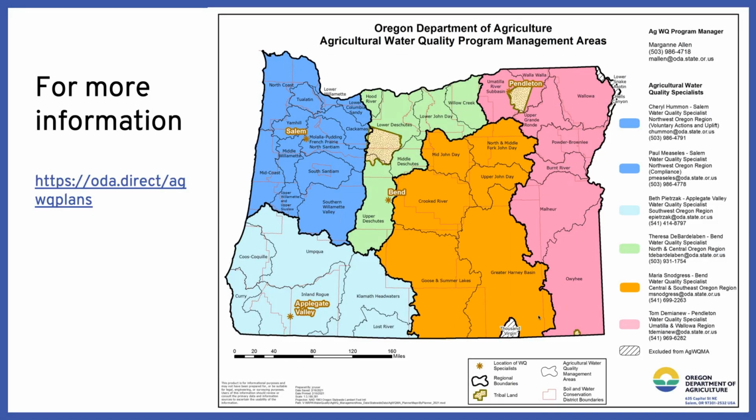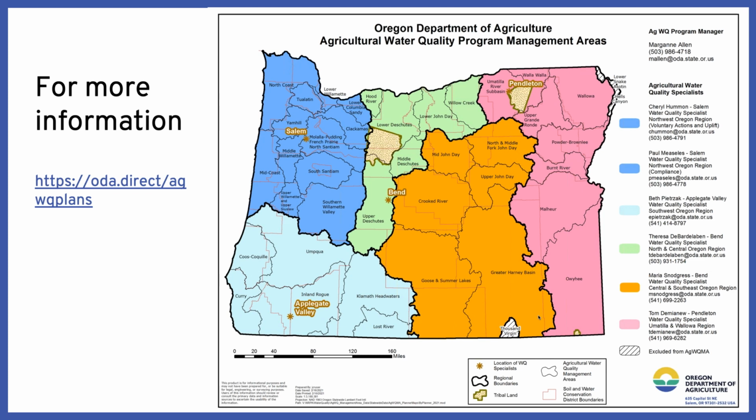Finally, for more information on the Ag Water Quality Program, here's the same map you saw before. Those different colors are the different regions for our regional staff. The regional staff are listed on the right side. And also because of COVID, we were not able to fill the 2 vacant regional water quality specialist positions in that darker blue area in Northwest Oregon. And so that area is now one region, and there's 2 staff now assigned to that.